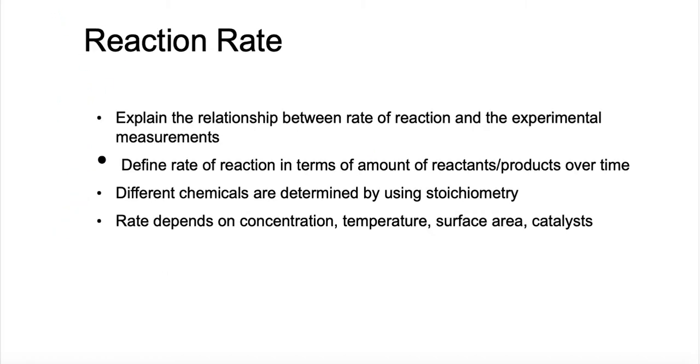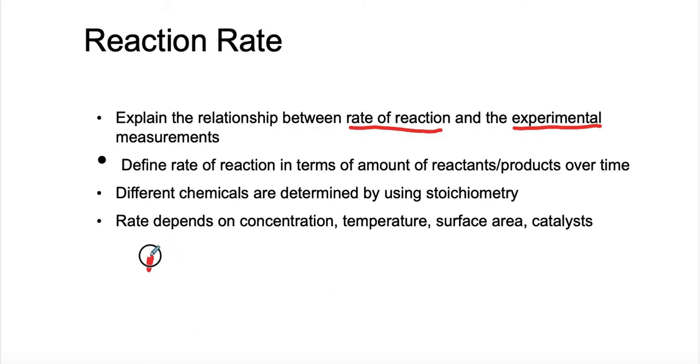So first of all, reaction rate. In a reaction rate, you need to be able to explain the relationship between the rate of reaction and the experimental measurements. So you can measure different things to identify the concentration of a reactant or a product. It could be pH, color, a precipitate, the amount of mass, or the volume of a gas, and the rate of reaction is determined by that experimental measurement.